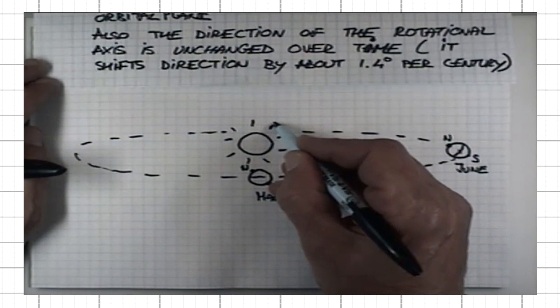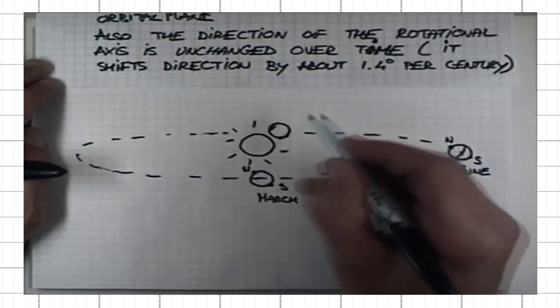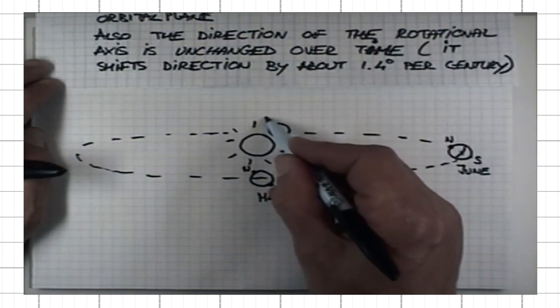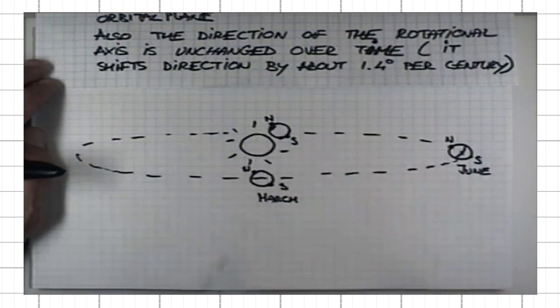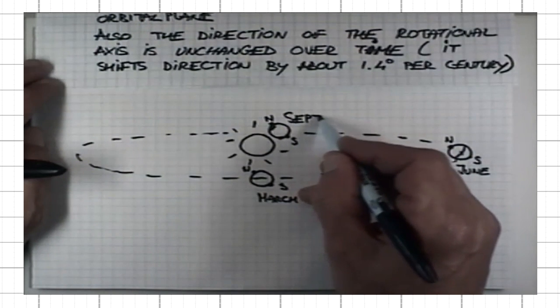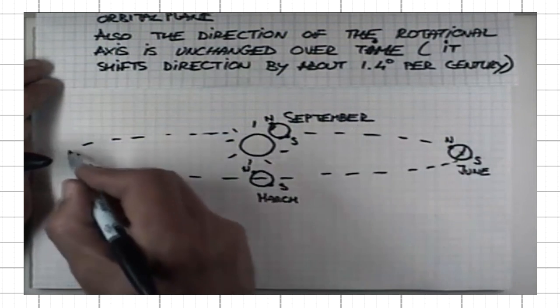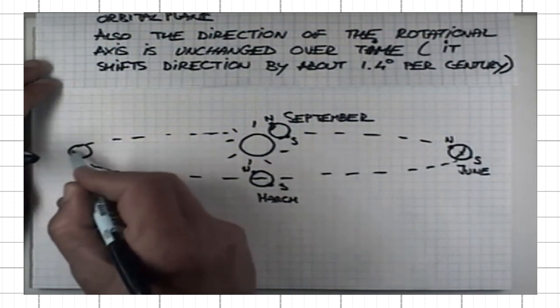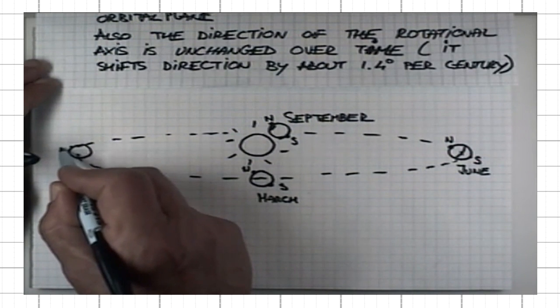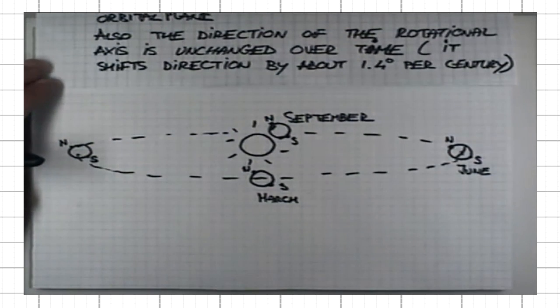Then around September 21st or so, we have a situation similar to that in March, where neither one of the two poles is tipped more strongly towards the sun. And then around December 21st, the North Pole is tipped away more than the South Pole, and therefore the Northern Hemisphere receives less solar heating and the temperatures go down.